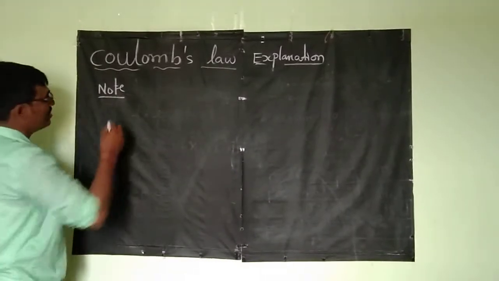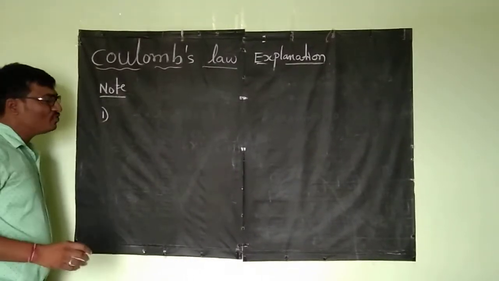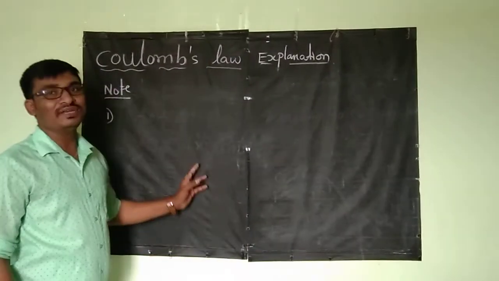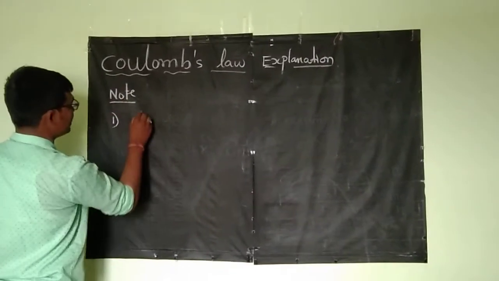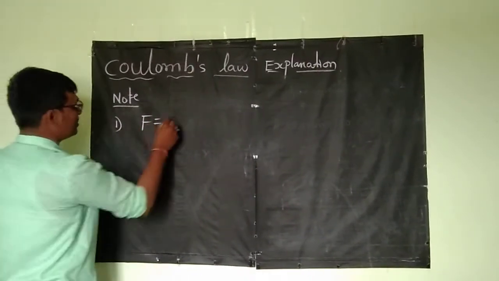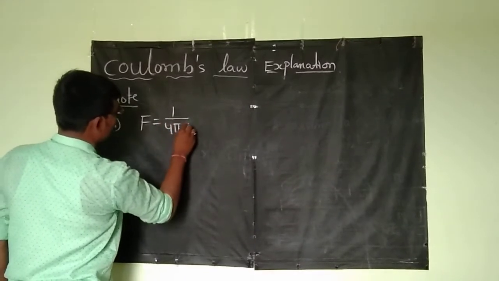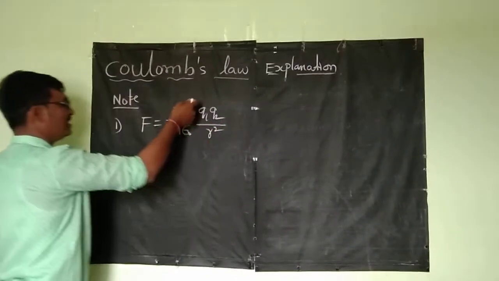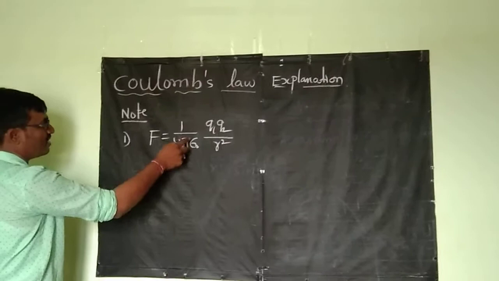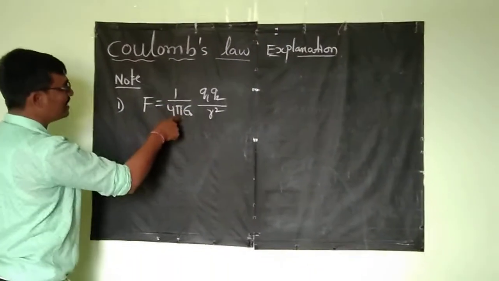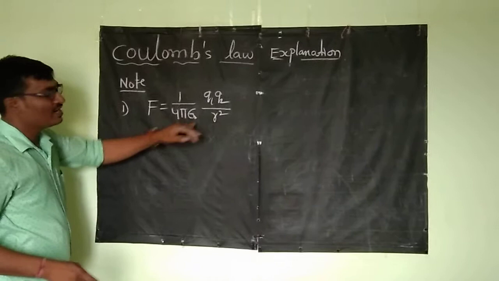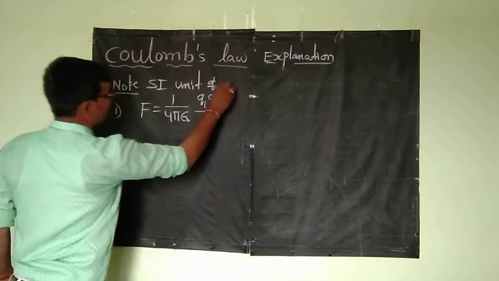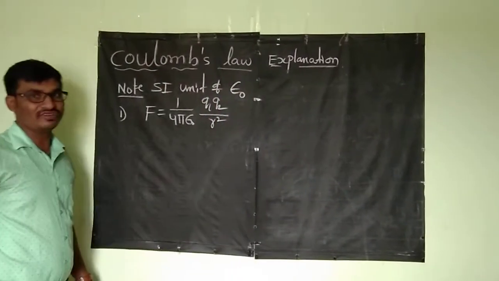First, how to find out the SI unit of epsilon naught. Epsilon naught means the permittivity of free space. In this equation, Coulomb's law, that is 1 divided by 4 pi epsilon naught Q1 Q2 divided by r square, you can take magnitude, right? So the question is how to find the SI unit of epsilon naught.